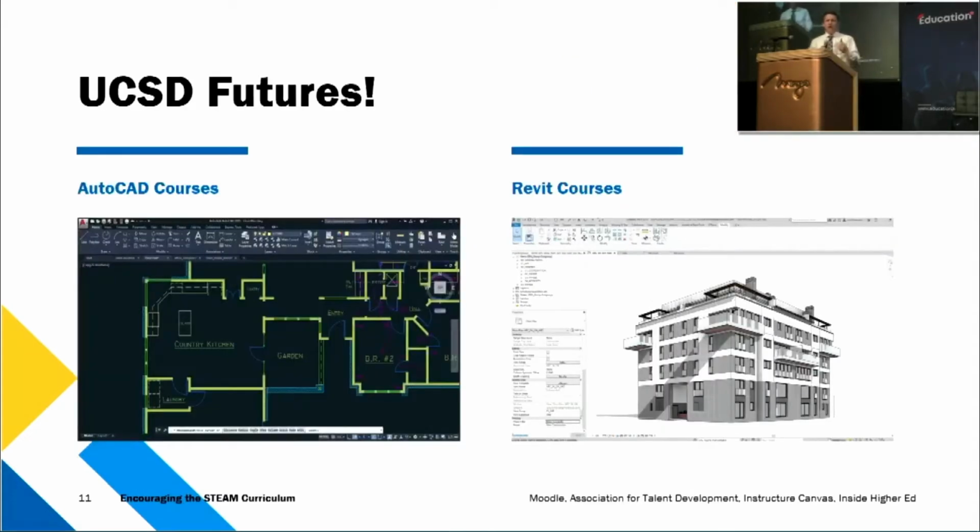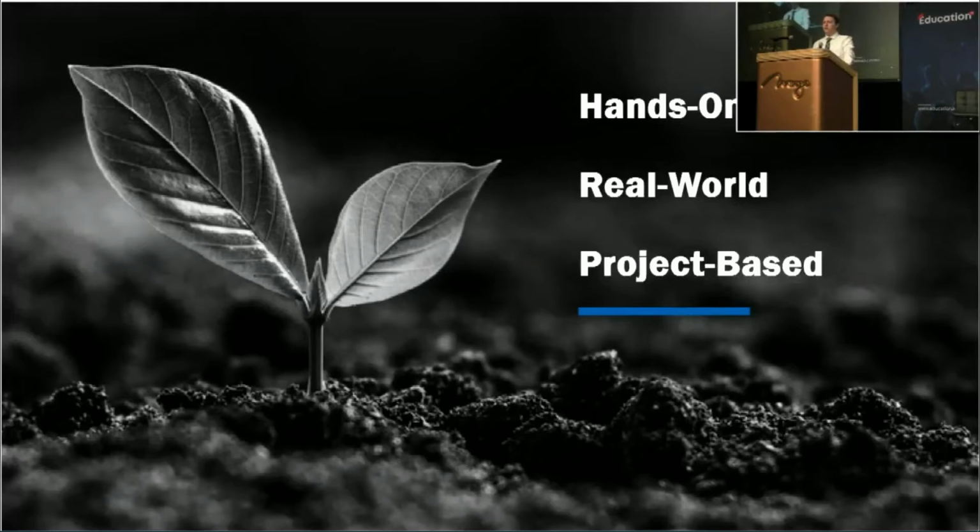So how have we been able to introduce courses to high school students? Well, we're a specialized school. We've worked with UCSD Futures. They have a funding grant through California. These grants are available. There are free resources available. But we've been able to introduce AutoCAD and Revit, industry software, to high school students. And this has been a very successful program. So what do we do with our curriculum that makes it successful? Well, we use hands-on, real-world, project-based curriculum.